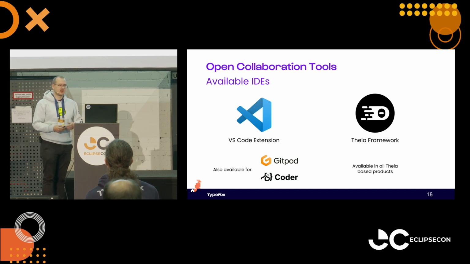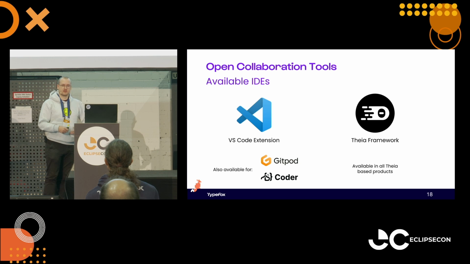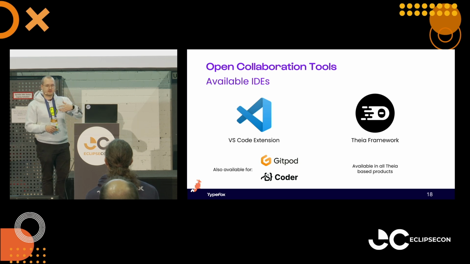So one of them being essentially a showcasing VS Code extension, which you can obviously install in any application that actually supports VS Code extensions. So VS Code itself, VS Codium, online workspace providers like Gitpod, Coder, GitHub Codespaces, for example, as well. And then one of our initial use cases, especially for the Open Collaboration Protocol, was always FAIR.